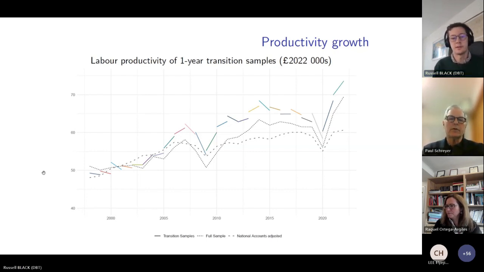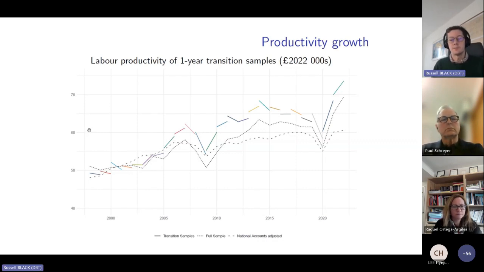And this is different because we're using a different set of companies, a different set of weights, than if we're using the full sample, and mostly it fits. So certainly for some years we have a growth rate in our transition samples that's very similar to the growth rates in our full samples. For some years it's not quite so good.